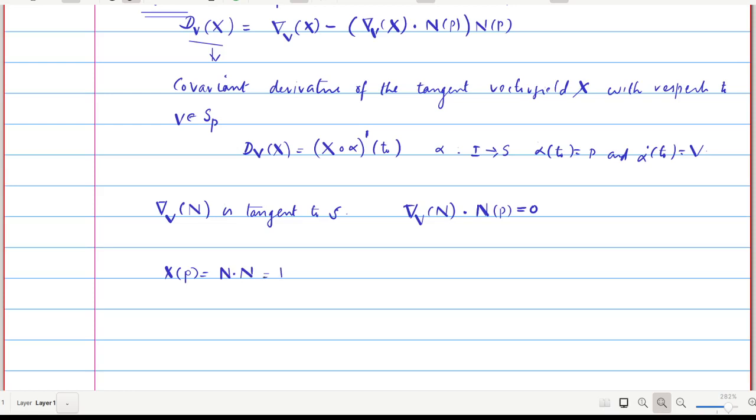So we know that this norm n square is always 1. Then we can say that del V of this is equal to 0. Since this is a constant, we start with that. 0 can be written as del V of 1 for any V. That means if we replace this 1 by the norm square of n, that is equal to del V of n dot n.